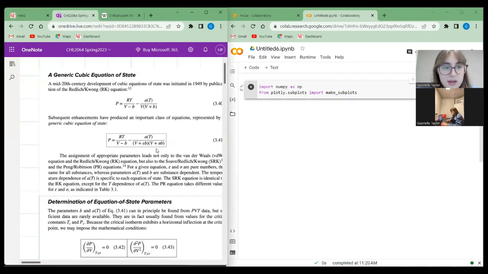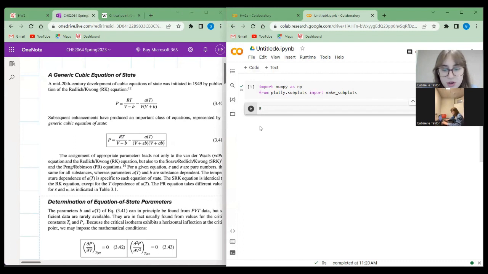We want to make sure we find our pressure, volume, and temperature from here, right? So let's make our variables that we know. Let's put in our R, 0.34.